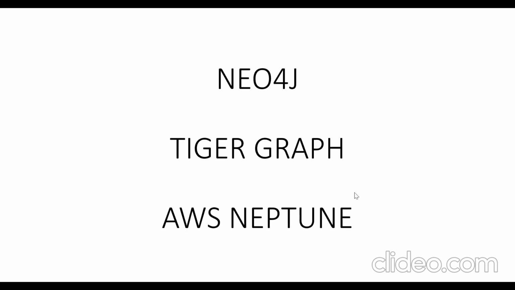Currently we have three different graph database software available in the market. One is Neo4j, which has been around since 2007, and we also have TigerGraph and AWS Neptune. Now let's see a quick demo on Neo4j, how we can load the data and visualize it.